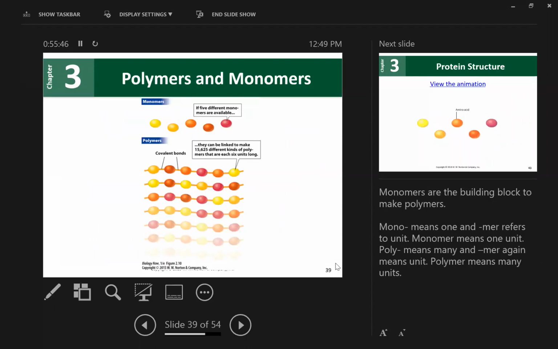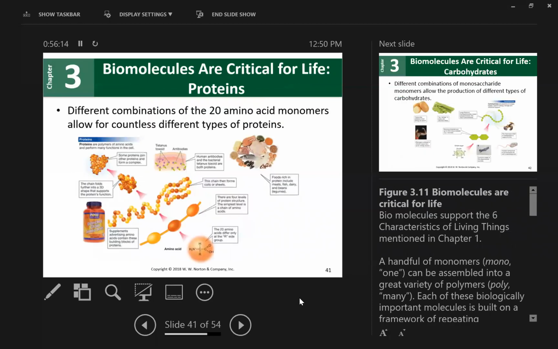So here we have what I was talking about with that necklace: you have monomers here, and then you have your polymers, those long chains. Mono means one unit, poly means many. Many units strung together make your polymers. Okay. So our biomolecules are critical for life. Let's talk about each one of these four macromolecules individually.